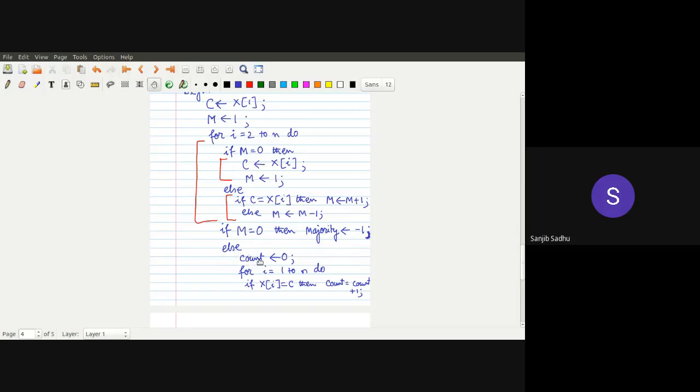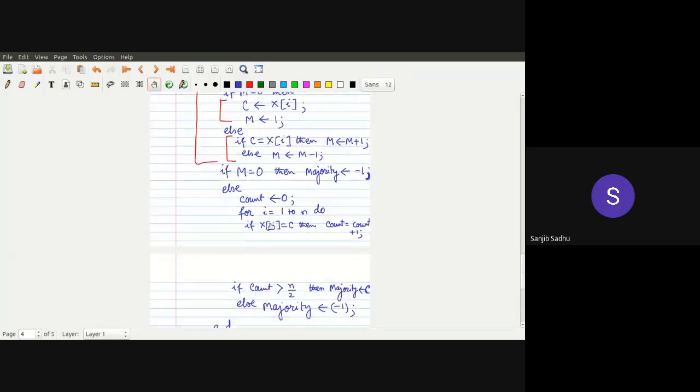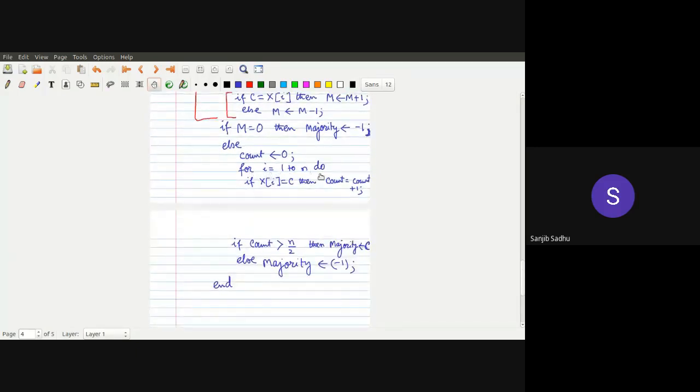So I will take a counter value, count equal to 0, and for i equal to 1 to n, I will count how many times it has occurred. If xi equal to c, where c means the candidate key, then count will be count plus 1. In this way, I am just going to count it. And if count is greater than n by 2, then you may return the majority. Majority will be c, else the majority will be -1. Finished. Is it clear now?